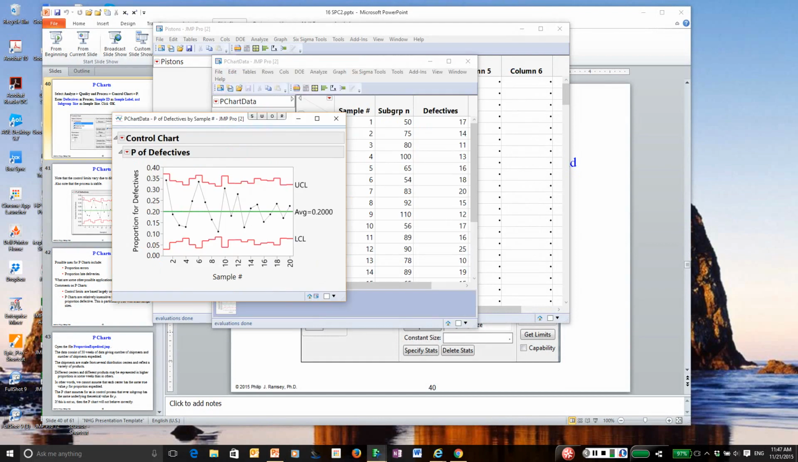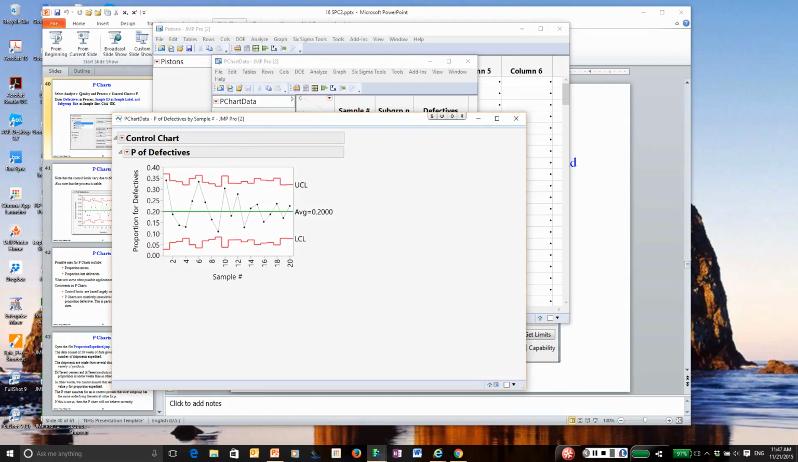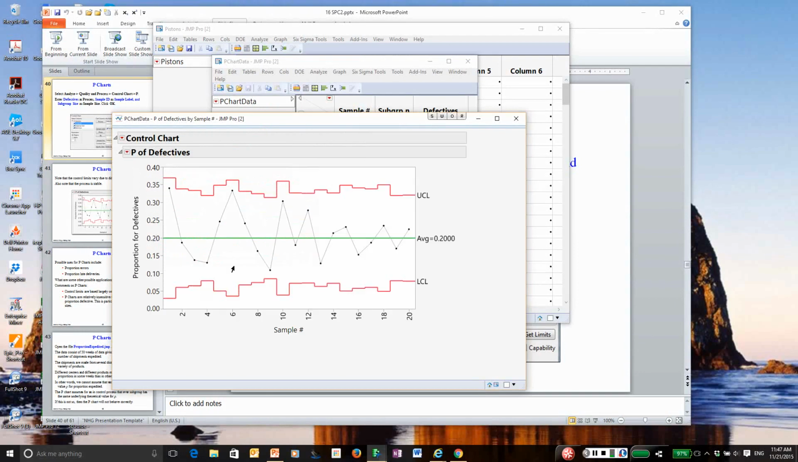And there's the chart. And by the way, you'll notice the control limits are not constant. They look like the skyline of a city. That's because the width of the control limits is a function of the sample size, and the lot sizes differ. So these are correct limits. They go in and out because of the varying lot size.